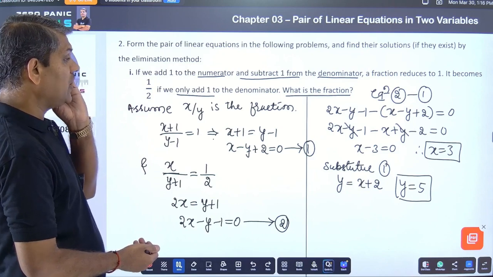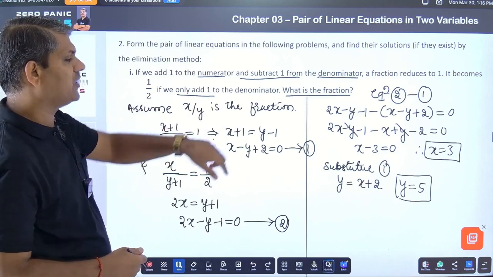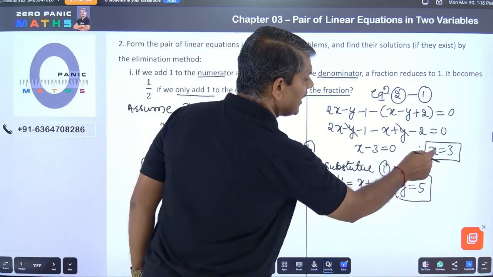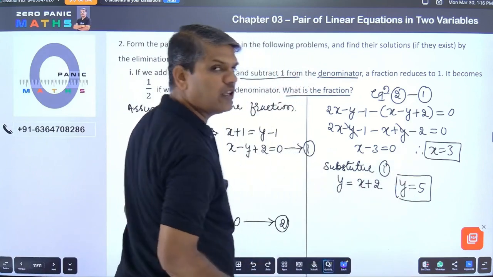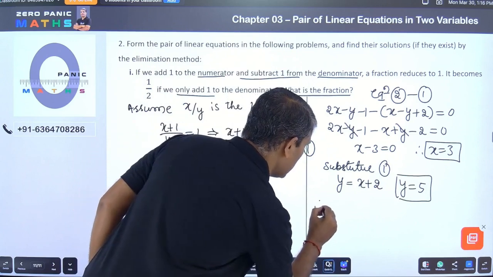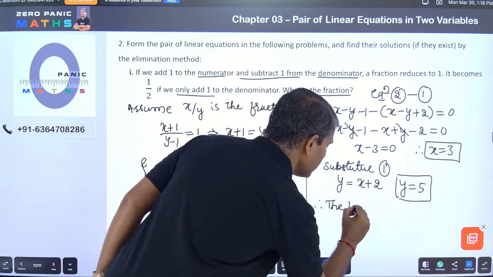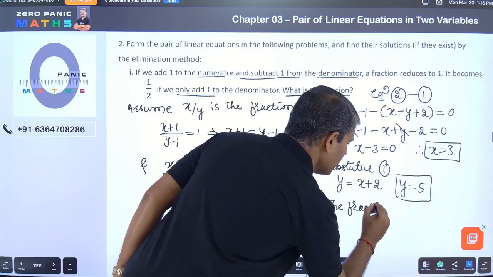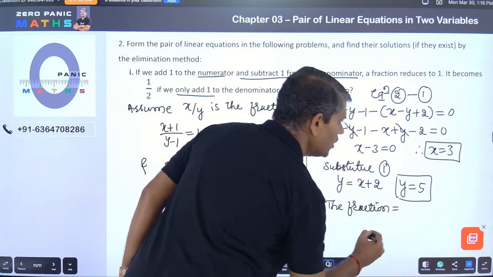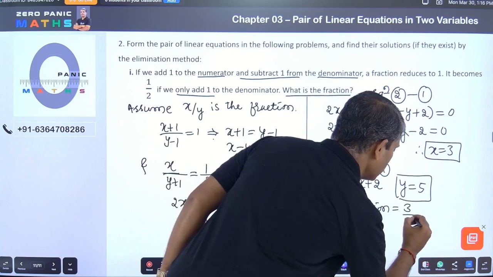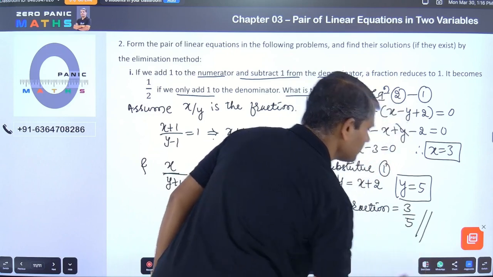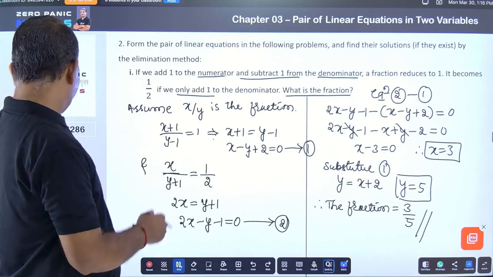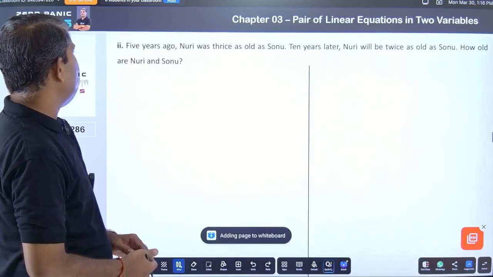Now actually we are asked to find out the fraction. Since we got x as 3 and y as 5, what is the fraction? Therefore the fraction is 3 by 5, that is the answer. Let us quickly move to the next.